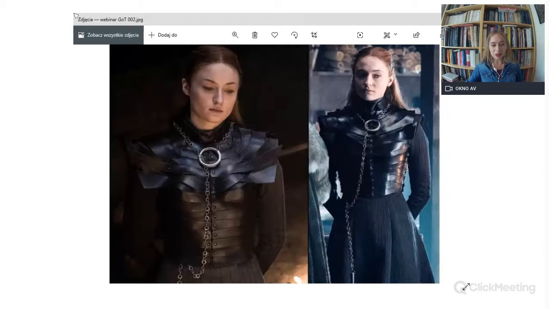I hope it's going to work. I'm just sharing my screen because I prepared so many illustrations for today that any other program couldn't handle it. I'd like to begin with two photos from the last series. I'll try to avoid any spoilers and not mention any details that could ruin the series for people who haven't seen it yet.